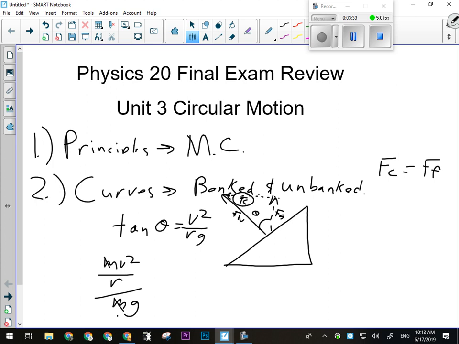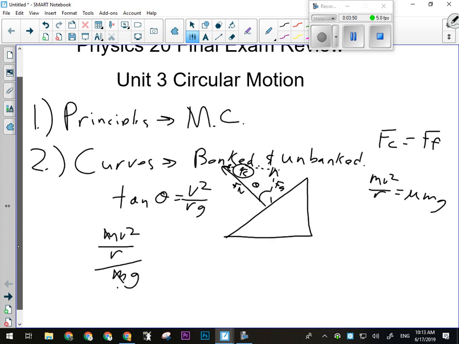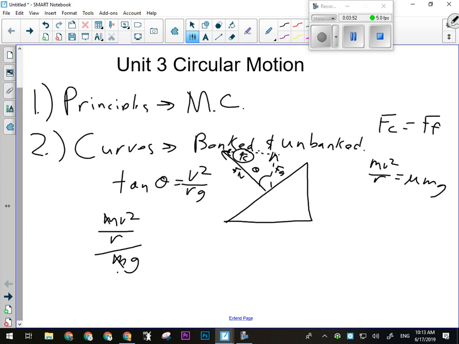Mu mg, because it's friction. If it's just mg, that's gravity. So it would be mv squared over r equals mu times the normal force on an unbanked curve. So there's definitely a problem-solving problem in regards to that.